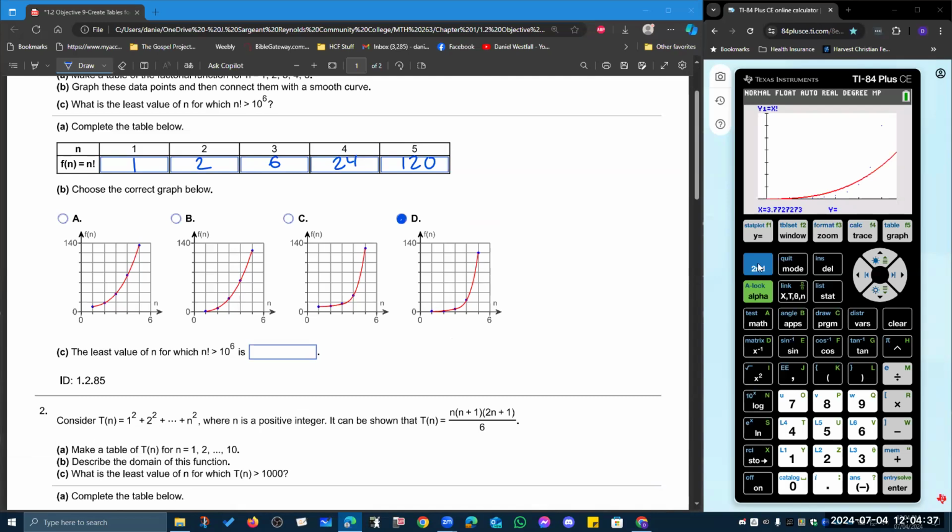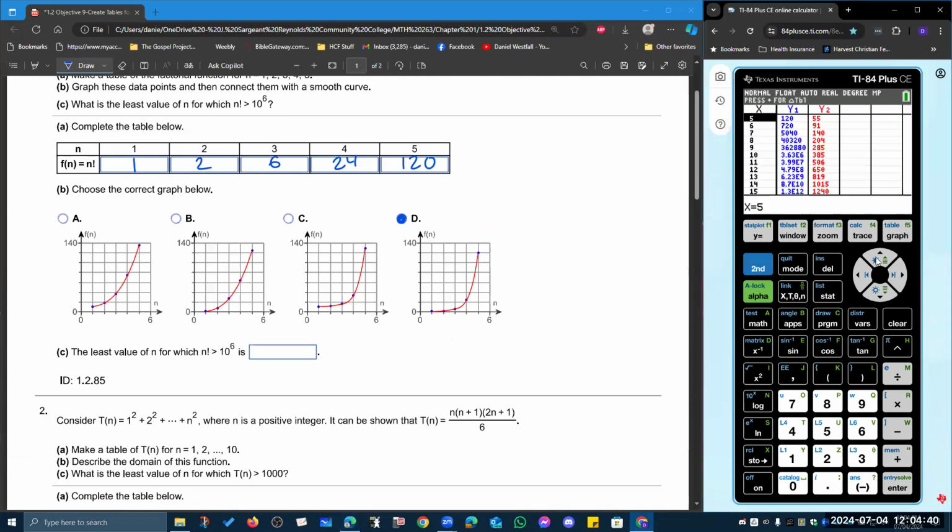Now I'm going to go ahead and look at my table here, starting up here at 1, and ignore this y2 that's in red. That's the next problem. So we're looking for the first value in y1 that's over 1 million. So the first one that's 7 digits long, so that's 5 digits long. That one's 6 digits long. That one is 7 digits long. It is the 10th value in the list. So 10 factorial is the first one that's bigger than 1 million.